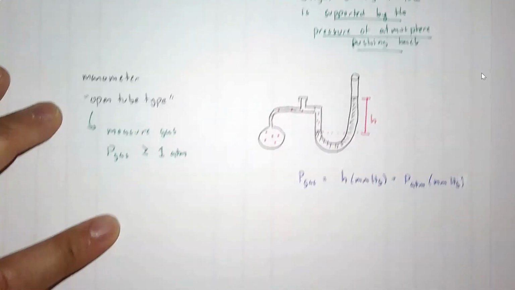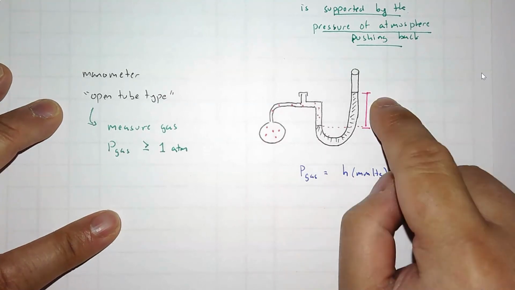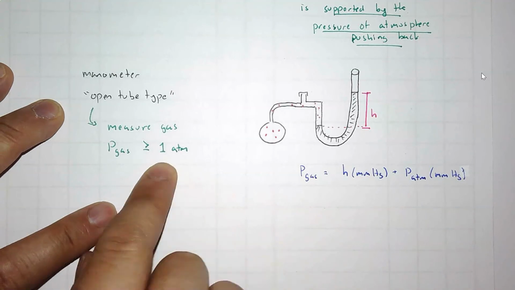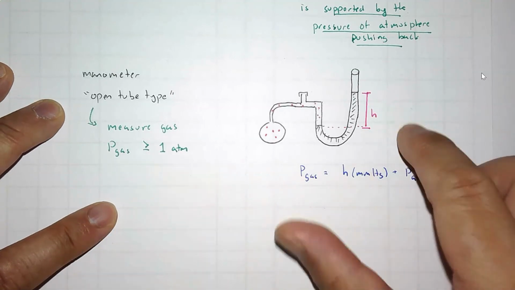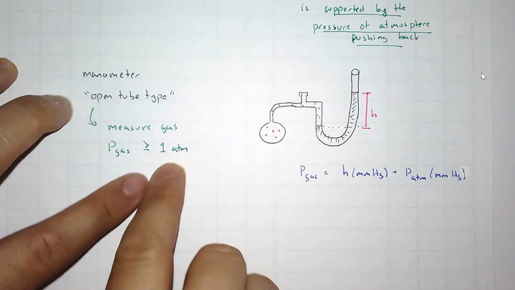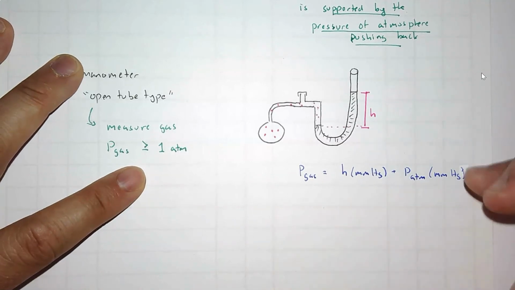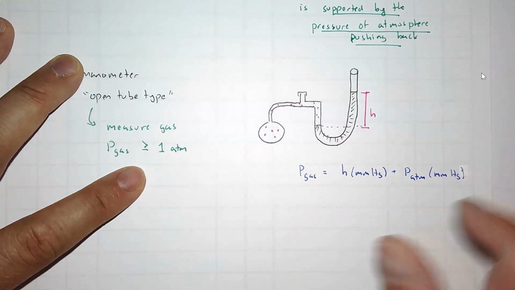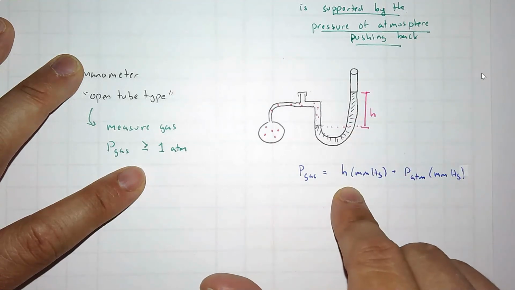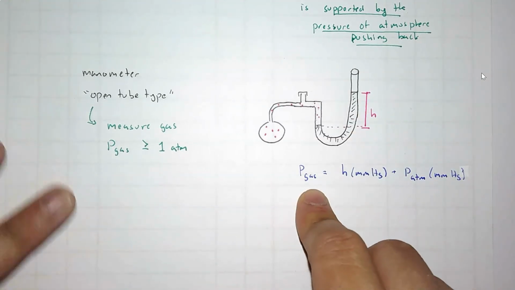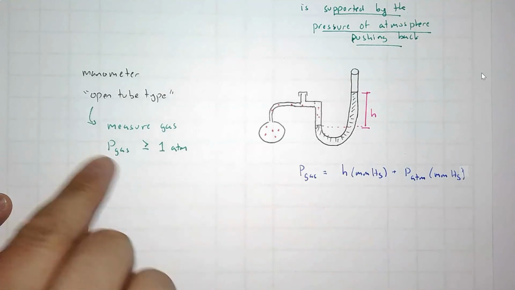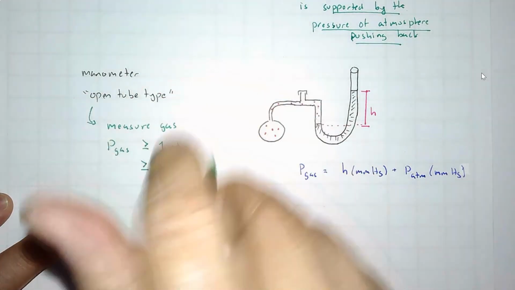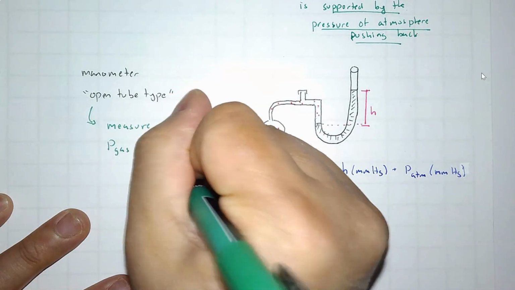Now, does that make sense? It's the addition of this plus the P atmosphere. So if the P atmosphere is, let's use millimeters of mercury, 780, and the height difference is another 20, then that pressure of the gas is actually 800. So it is more than atmospheric pressure at sea level. Let's use these units actually.